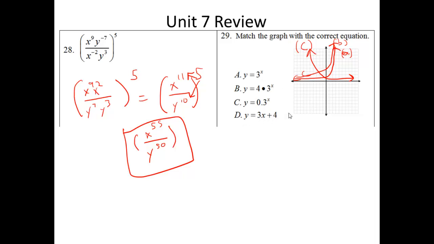D is just a linear equation, so this is our old y equals mx plus b. This is our slope. This is our y-intercept. So we go up 4, and then we go up 3 and over 1. 1, 2, 3. That's about as straight a line as I can draw, but this is D.